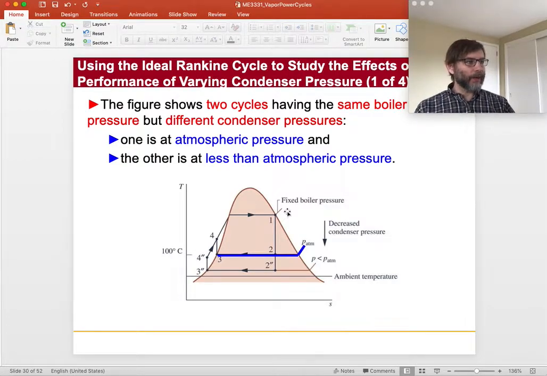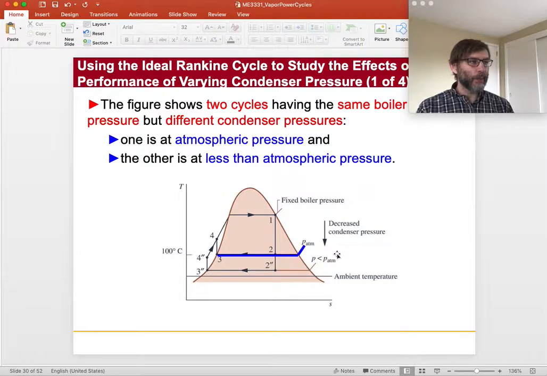So I'm not going to talk too much about this, but one thing we can do is to look at two cycles having the same boiler pressure but different condenser pressures. So the fixed boiler pressure is the one here, the top one, and the condenser pressure is this one right here, the low one, right? And one is at atmospheric pressure and one is below atmospheric pressure. Remember last time in my lecture I said that sometimes they draw the condenser pressure down below atmospheric pressure, which in this case they're doing.